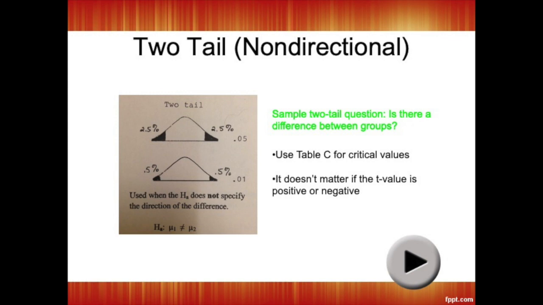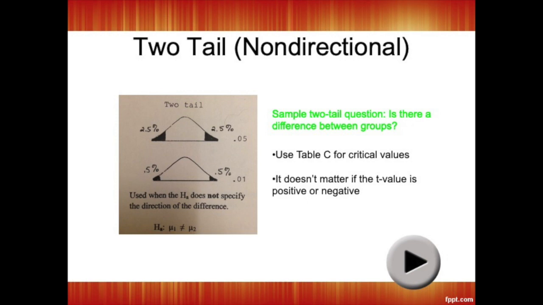If your sample is going to be on the right side of the population mean, or the left side of the population mean, it just wants to know if there's a difference. So when that's the case, it doesn't matter if your calculated t-value is positive or negative. As long as your calculated t-value is a bigger number than the critical value that you get on table C, you're able to reject H0.